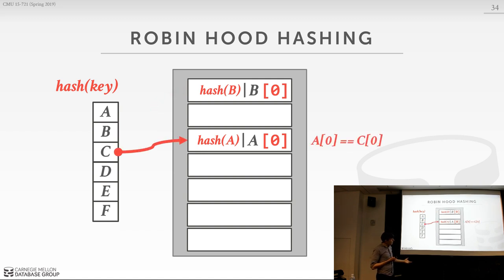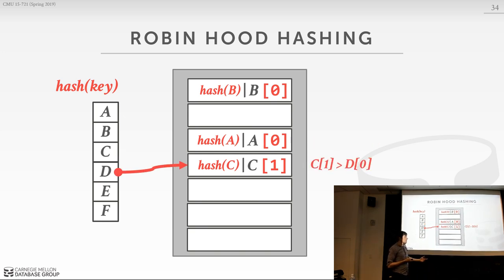So now I insert C. C should go here, but A is there. At this point, C is zero jumps from where it should be, because this is the first place we landed after we did our hash. And A is also where it should be, with zero. So at this point, they're equivalent. We don't take anything from A. We leave A alone, and we go ahead and insert C here. But now we keep track that we're one hop away from where we should be.